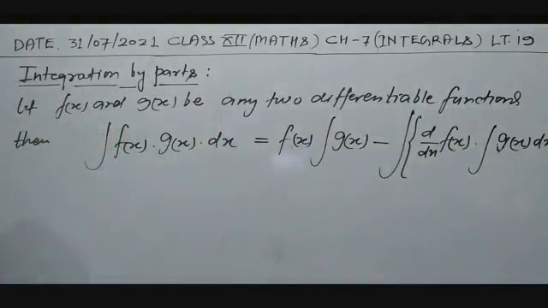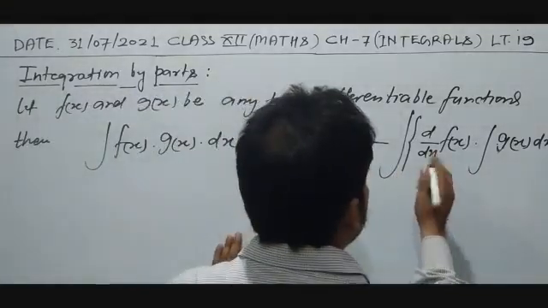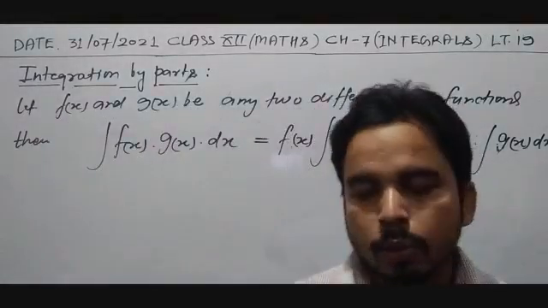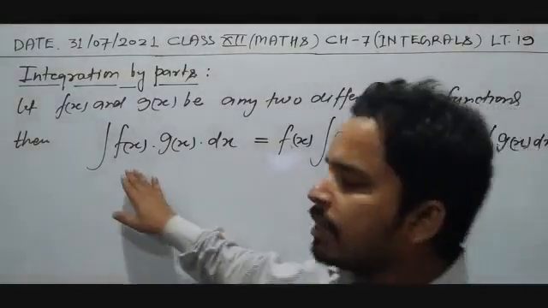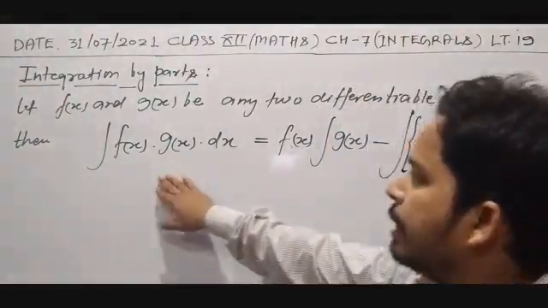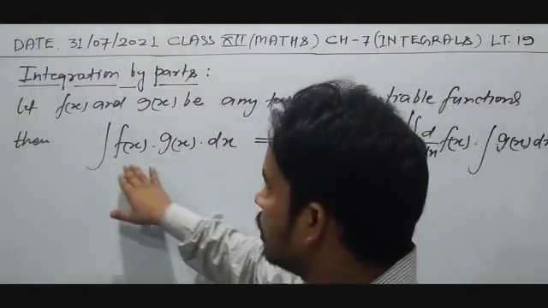This is the formula for how to integrate the product of two functions. Suppose f(x) and g(x) are any two functions and you have to integrate, and this function is in the form of a product.